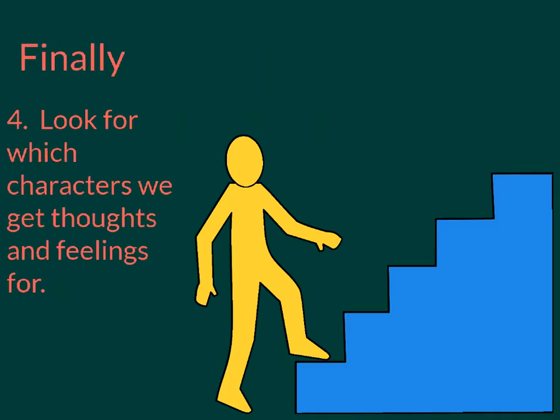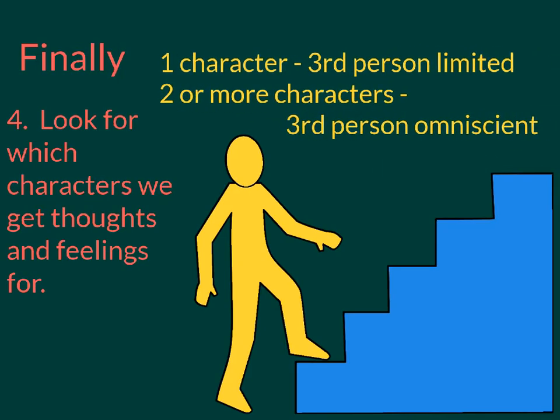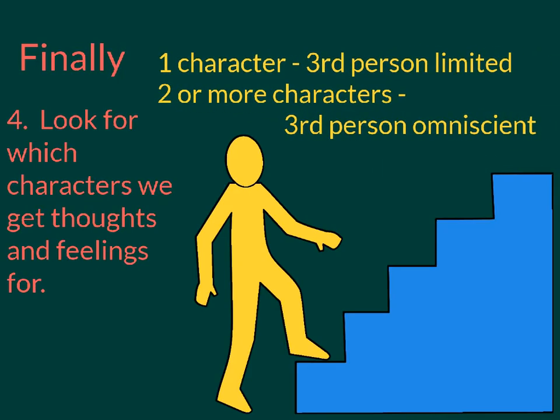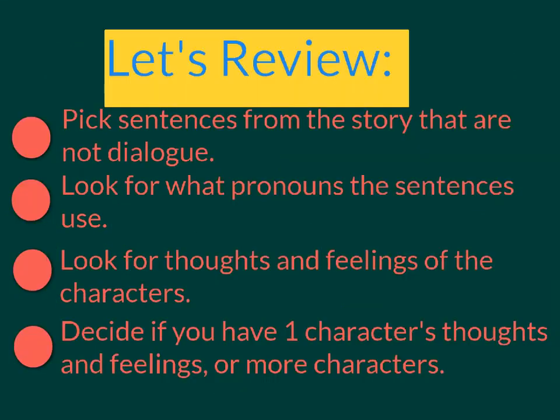So I found a few thoughts and feelings words. Now I have to look for which characters do we actually get thoughts and feelings for. If all the thoughts and feelings we have in the narration are really limited to just one character, then it's third person limited to one character. If we have thoughts and feelings of even two main characters, then it has to be third person omniscient, because it's no longer limited to the thoughts and feelings of that one character.